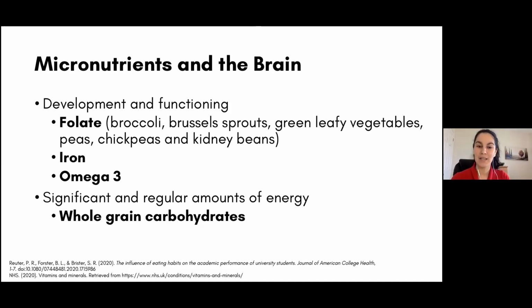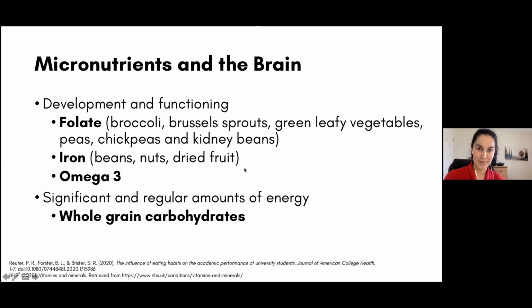Folate can be found in broccoli and Brussels sprouts, green leafy vegetables, green peas, which are so easy as a student. They're frozen, pop them on the stove, boil them in water, and you can get your folate and your protein, as well as chickpeas and kidney beans. These are great natural sources of folate. Of course, most of you know that cereal is fortified with folate. Most cereal, though, is very high in sugar. So try to stick to the natural sources listed here.